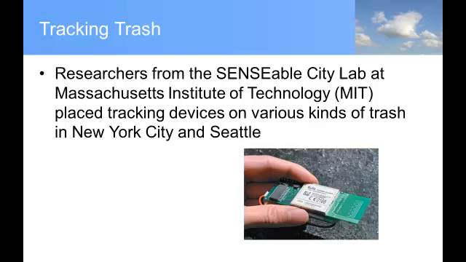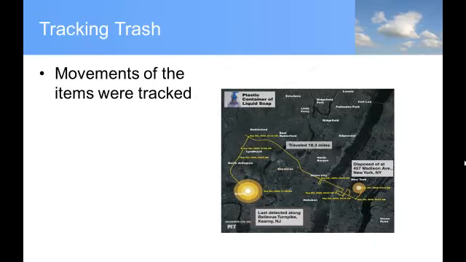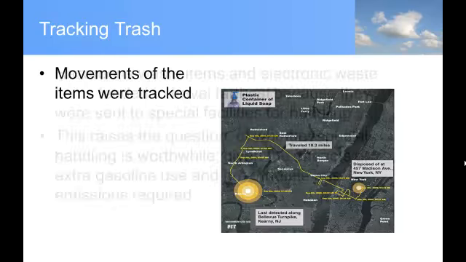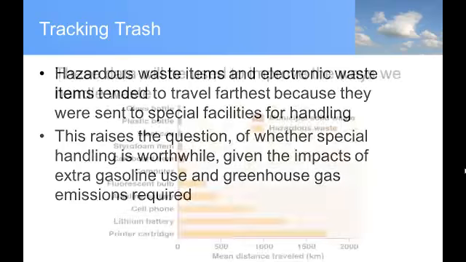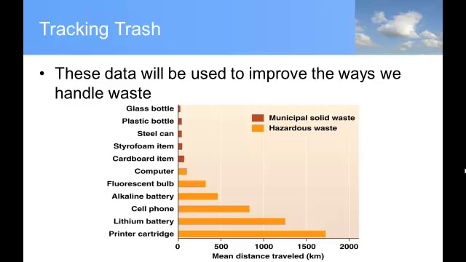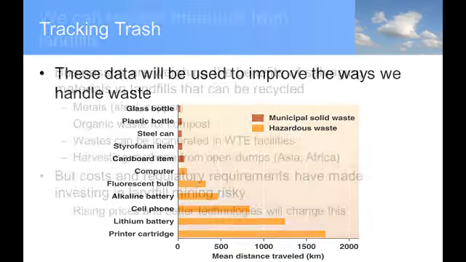Researchers at the Senseable City Lab at MIT have placed tracking devices in various kinds of trash in New York City and Seattle to try to track where trash goes, to see where it ends up. What they found is hazardous waste items and electronic waste items tended to travel furthest because they were sent to special facilities for handling. This raises the question of whether this special handling is worthwhile, given the global warming impact of the fuel consumption used to transport the material. But this tracking data can help us find ways to improve the ways in which we handle waste.